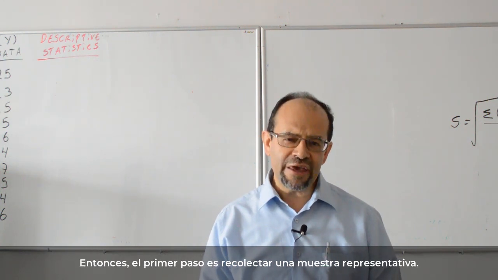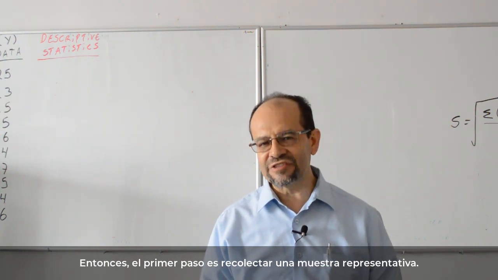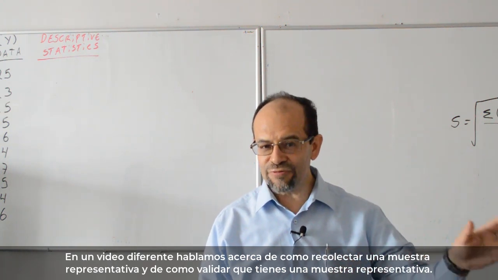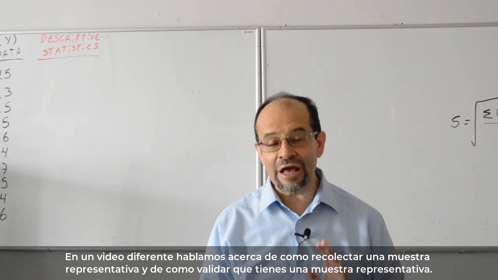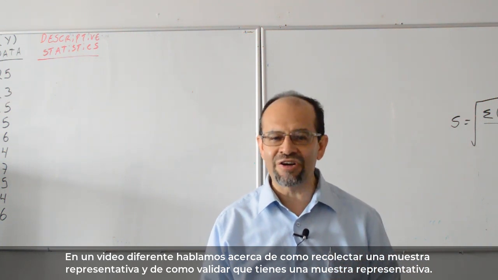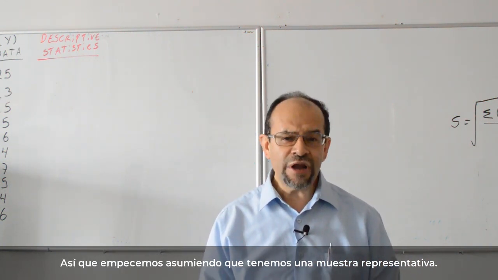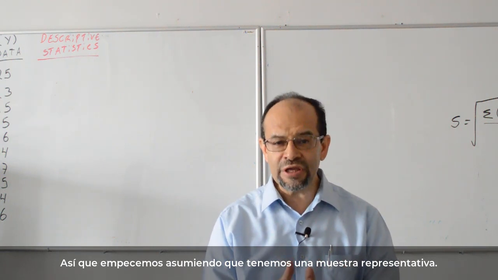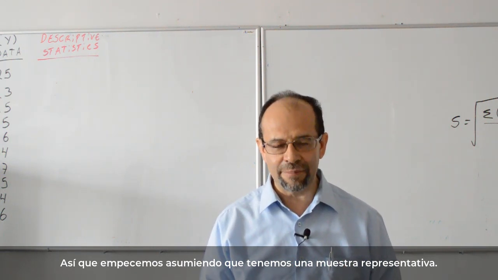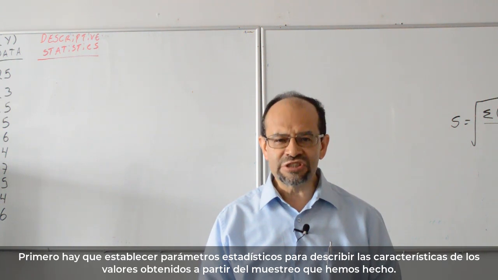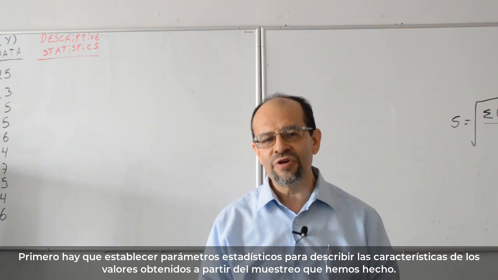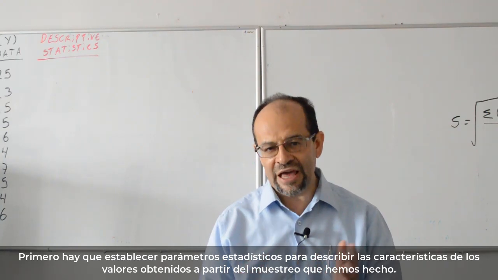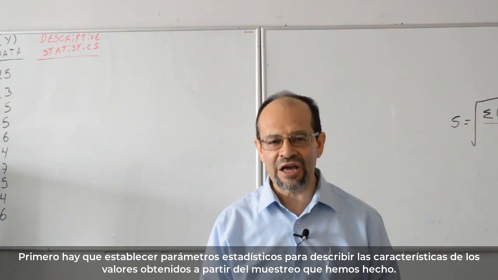So the first step is to collect a representative sample. In a different video, we have talked about how to collect a representative sample and how to validate that you are having a representative sample. So now let's start from there, assuming that we are having a representative sample. Well, we have to establish some statistical parameters to describe the characteristics of the numbers that we have obtained from the sampling that we have done.